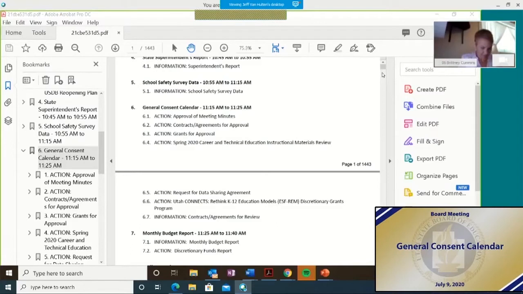Okay, is there a motion to approve the consent calendar? So moved. Board member Cannon. Okay. Board member Marsh, did you have a question? I don't know if I missed you. No, I was just going to make a motion, so I'll second that motion. Perfect, thank you. The motion before us is to approve the general consent calendar with items 3, 6, and 4 removed.